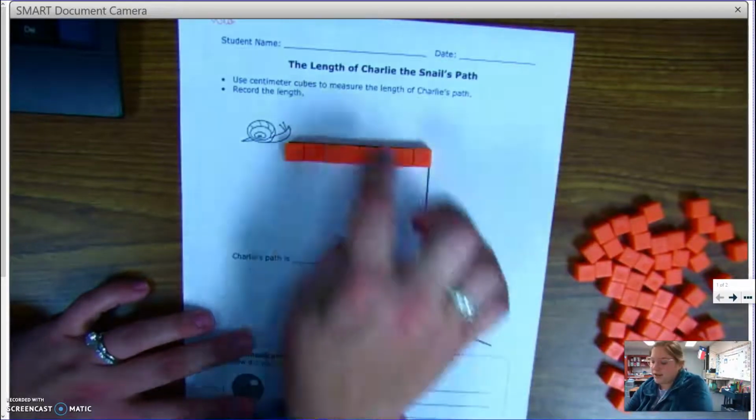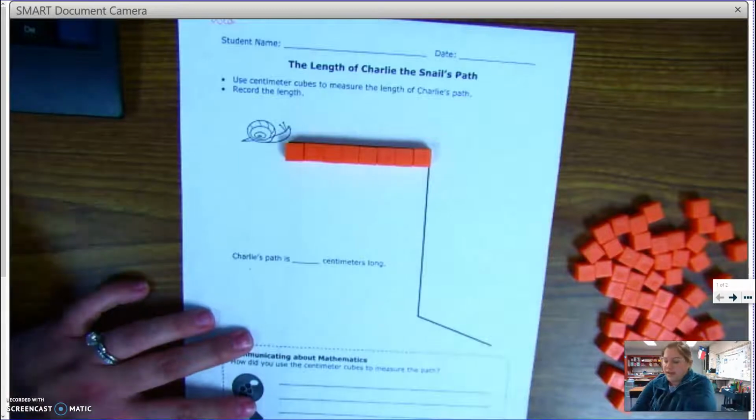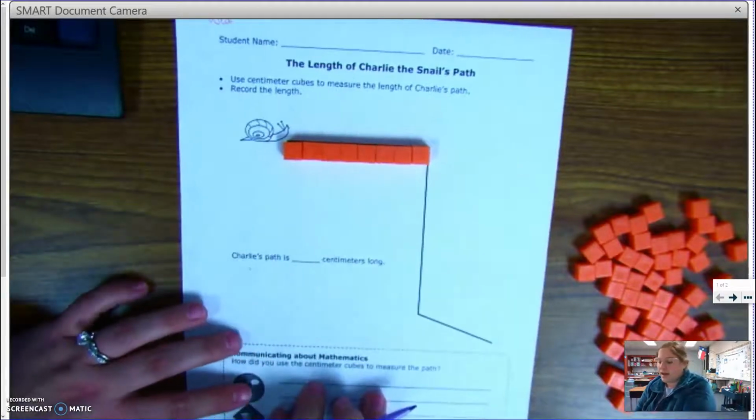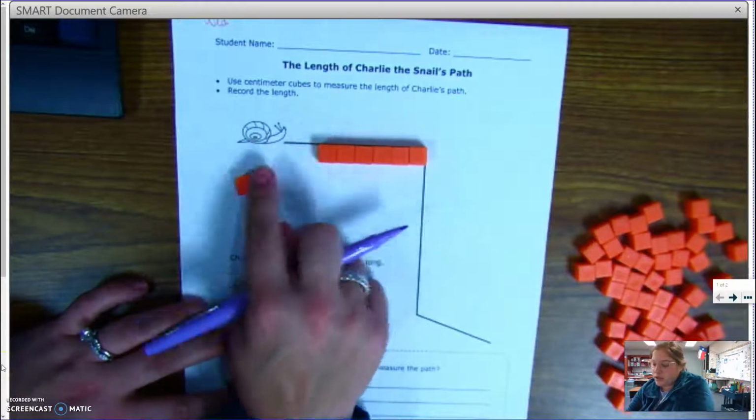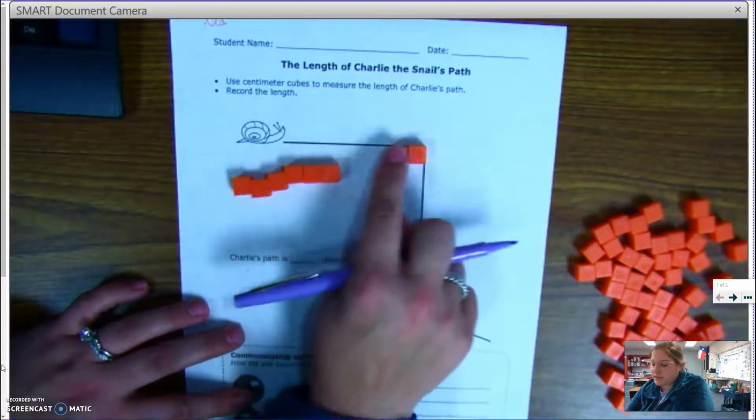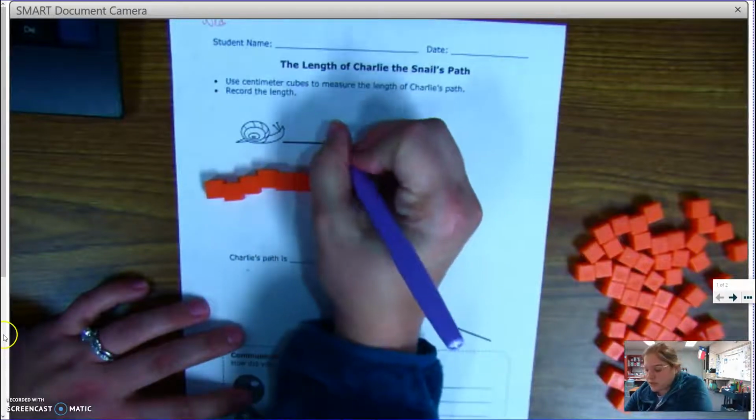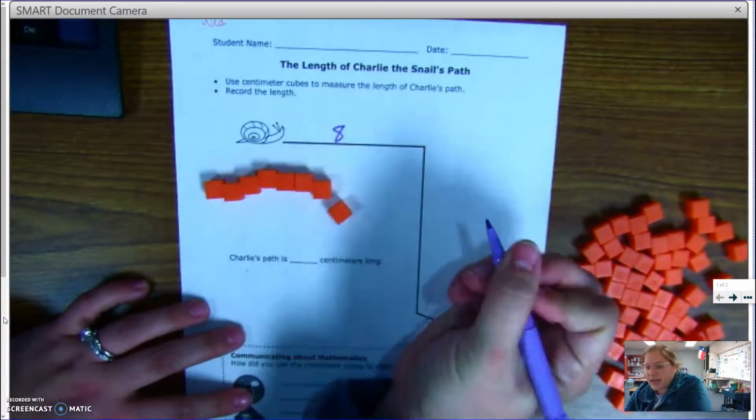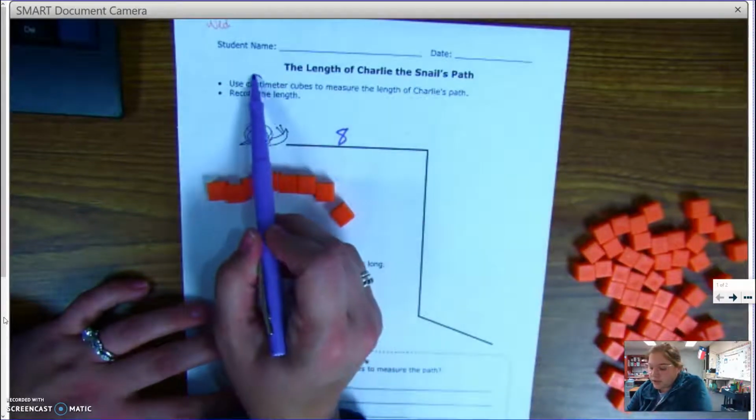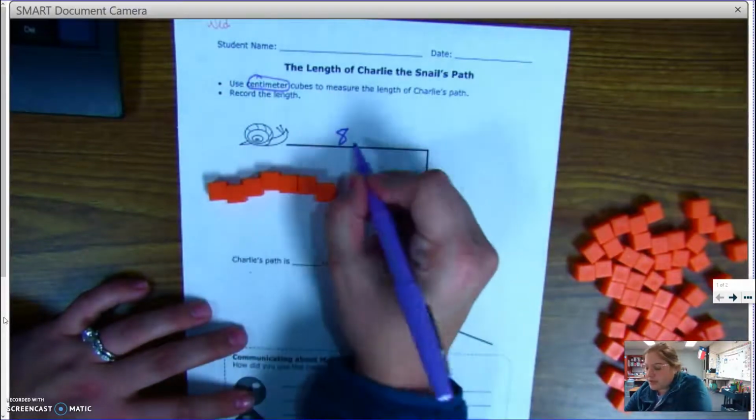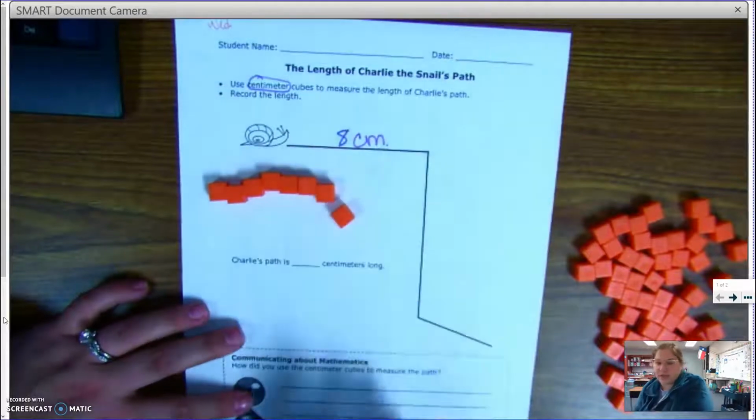I'm going to go ahead and count these and write the number. That way, if I accidentally move my paper, I'm not worried about having to go put my cubes back. So that's 1, 2, 3, 4, 5, 6, 7, 8 centimeters right here. And I can't just put 8. I need to follow it up with my unit of measure, which is centimeters. And we talked about the abbreviation for that being cm.